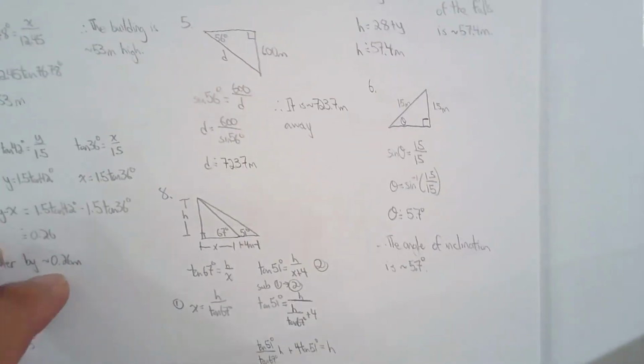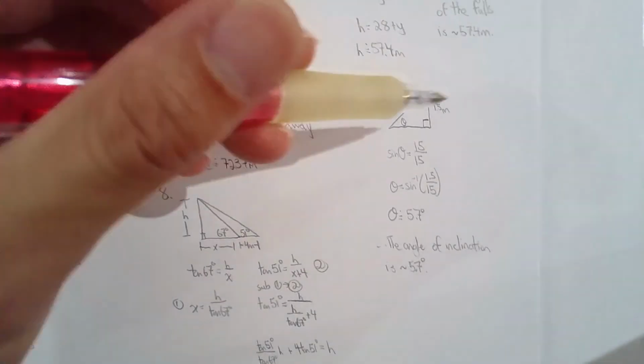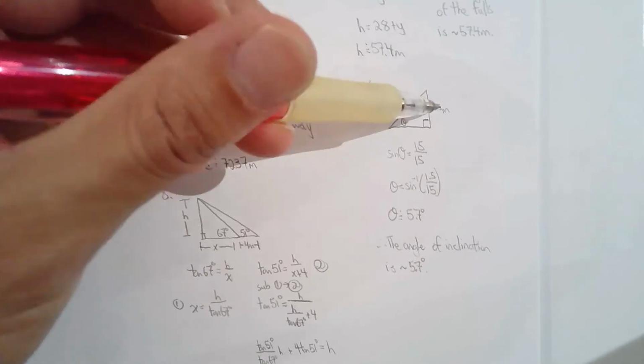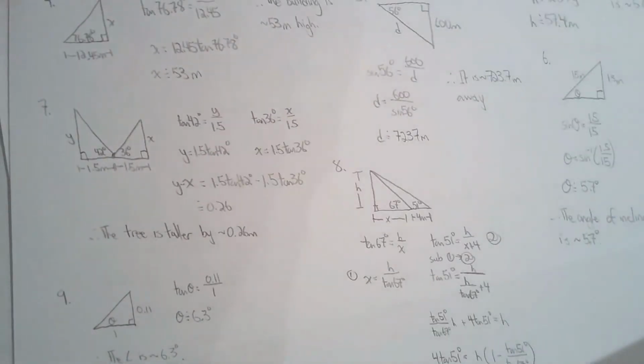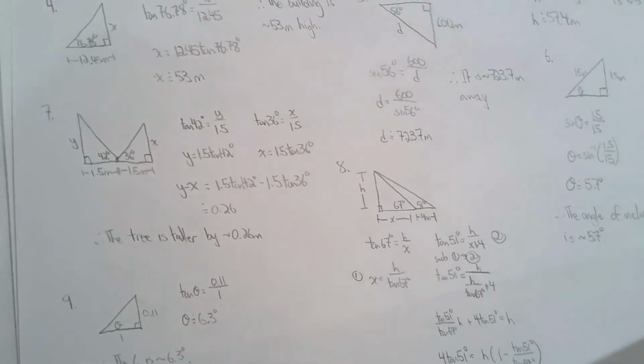For question 6, it's also sine because you want to solve for the acute angle. You have the opposite side and you have the hypotenuse. So yeah, inverse sine, and it'll give you the angle of inclination. For question 7, we have a double right triangle. To see how much taller the taller tree is, you solve for the height of the taller tree and the height of the shorter tree, and then find the difference.